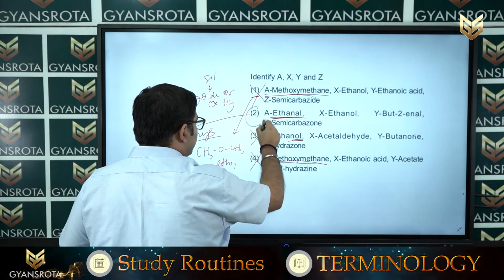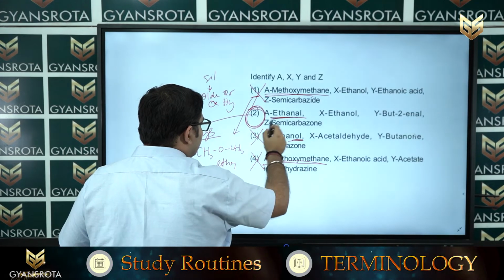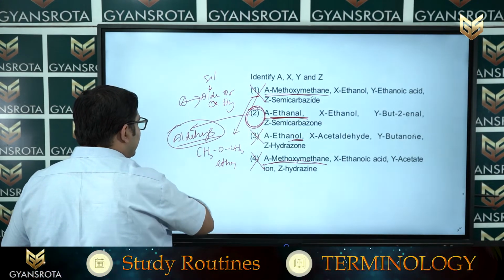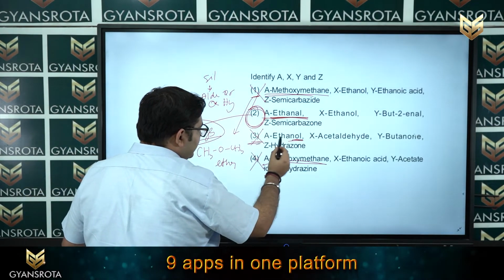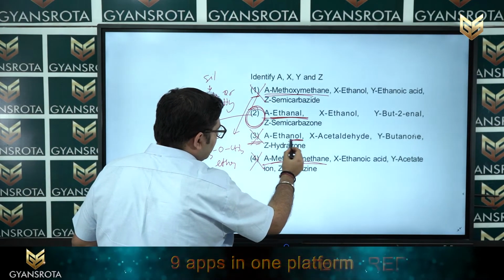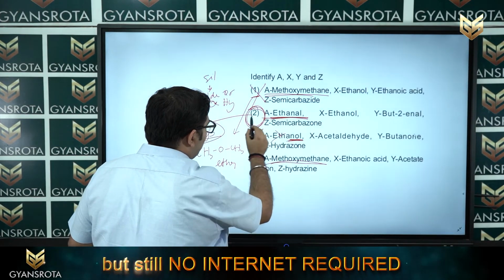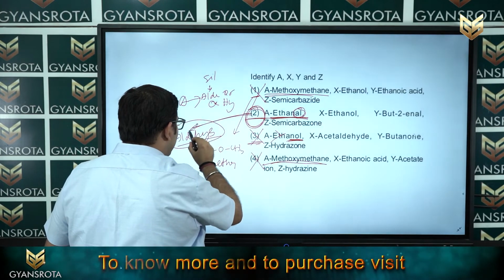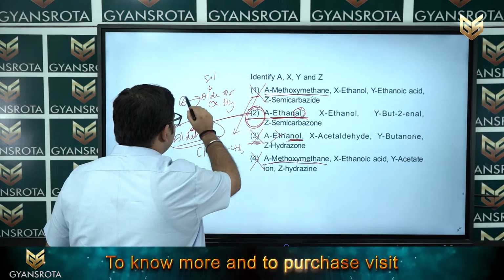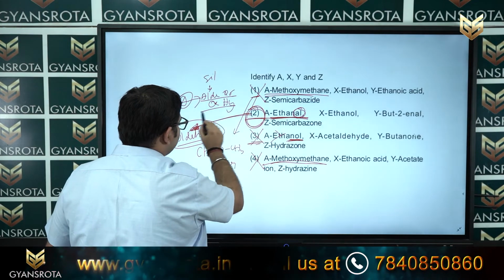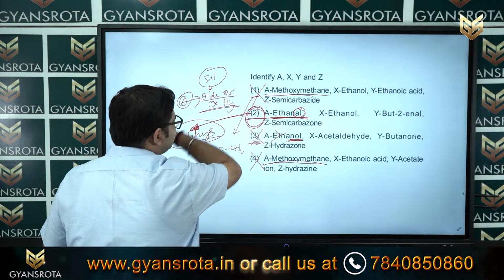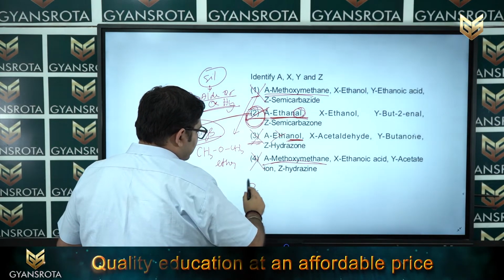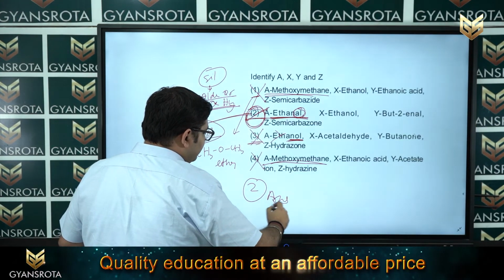So the only left out answer is option number 2, where the first compound is ethanal, and ethanal is nothing but an aldehyde. If you see option number 3, alcohol is not possible. So option number 2, here this compound is an aldehydic compound, and we know that A should be an aldehyde or alpha hydroxy ketone because only they give the silver mirror test. So option number 2 is the correct answer of this question.